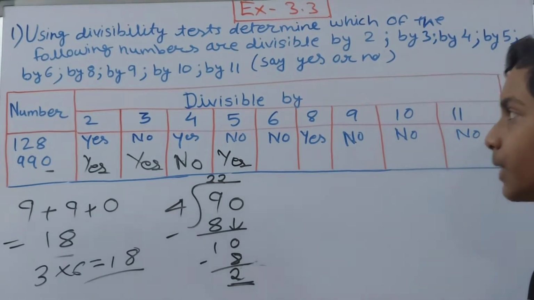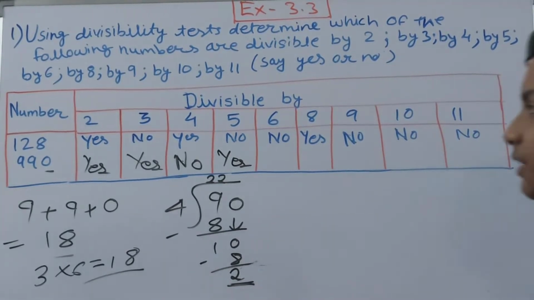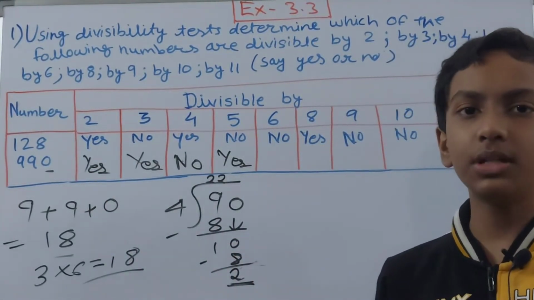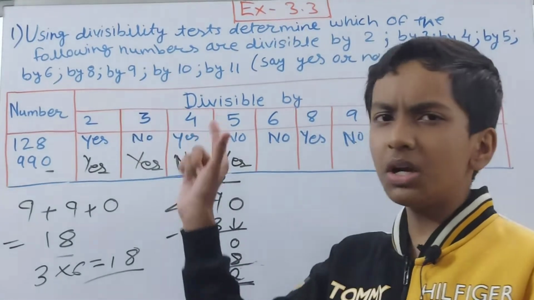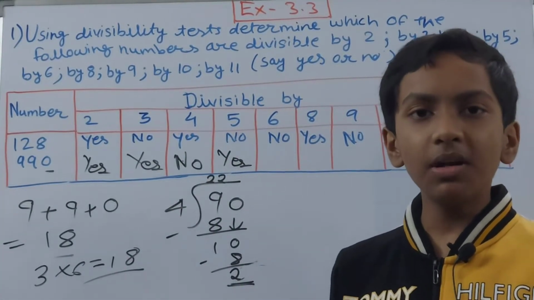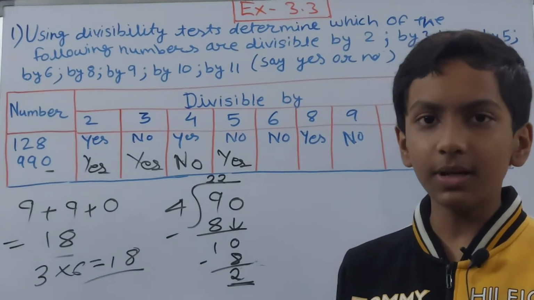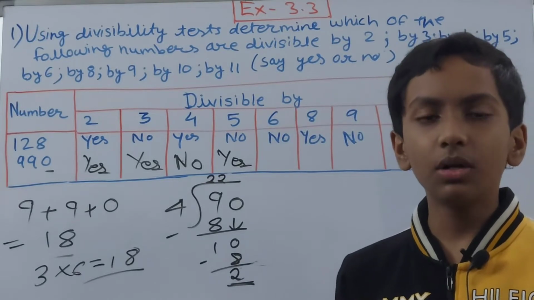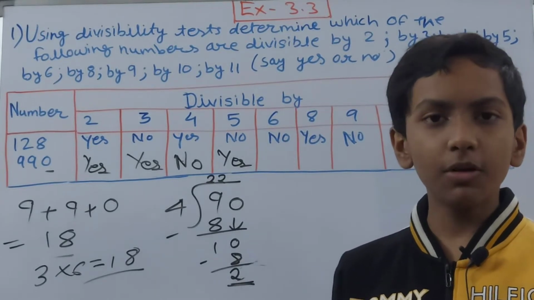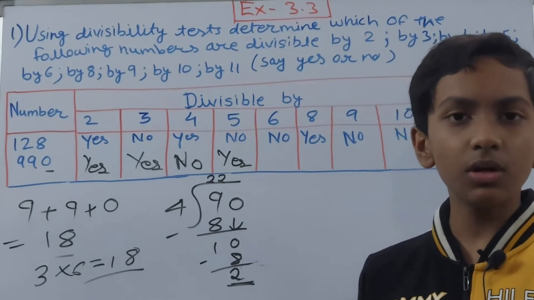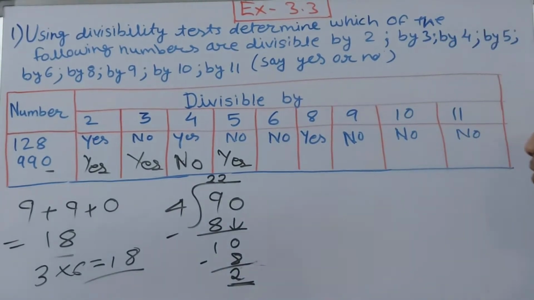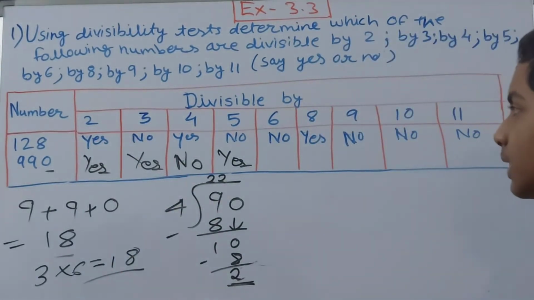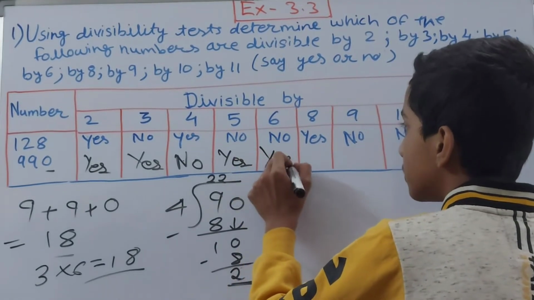For 6 what will you do? Now if you see here for 6, if the number is divisible by 2 and 3 both, then that means the number will be divisible by 6 as well. But if out of 2 or 3 it is not divisible by, let's say, 2, then the whole number will not be divisible by 6 as well. And if it is not divisible by 3 but it is divisible by 2, then as well the number will not be divisible by 6. And if the number is not divisible by 2 and 3, then there is no chance you can say it is divisible. Now here you see 990 is divisible by 2 and it is divisible by 3 as well, so it will be divisible by 6 also.